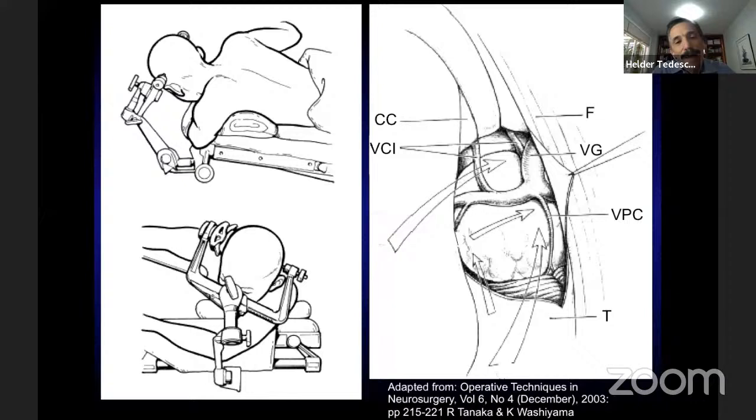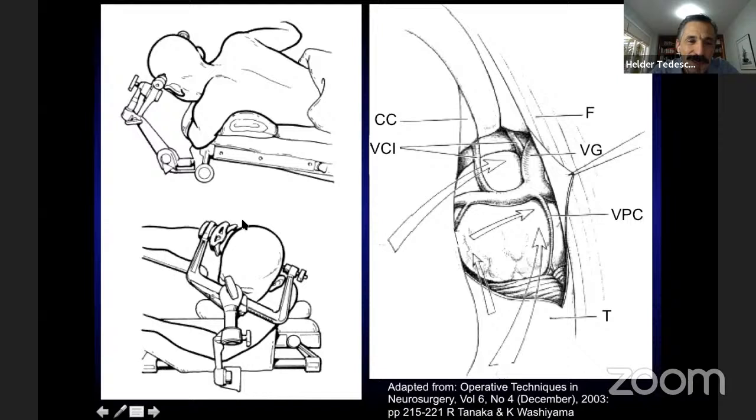And so I started looking at how people usually operated upon, and I came to see this approach by Dr. Tanaka and Washiyama, and they usually would perform their surgeries for the pineal region with the patient in this position here, in the lateral position, looking downwards, but with a slight difference from what I do now. This is actually was modified by myself here.